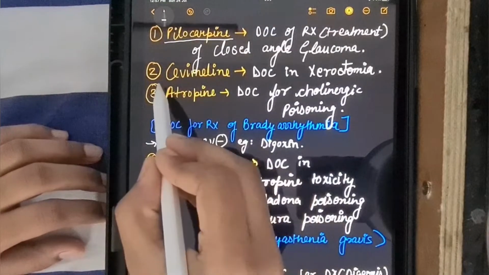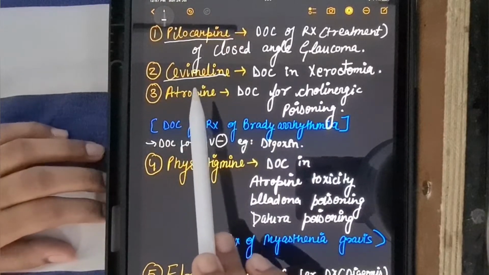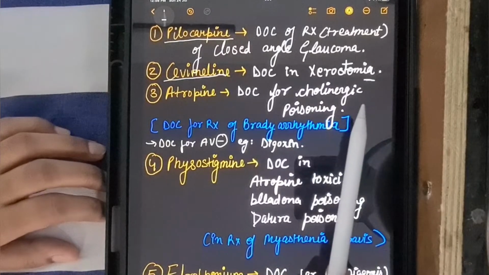The second drug is cevimeline. The cevimeline drug is a drug of choice in xerostomia.